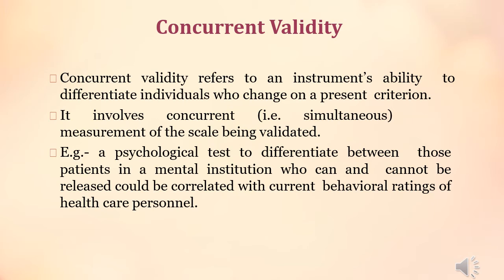For example, in a psychological case, in a mental hospital, who is psychologically stable and who is not, we will be checking with the same group. So that one scale only differentiates what is normal and what is not normal. That is concurrent validity.